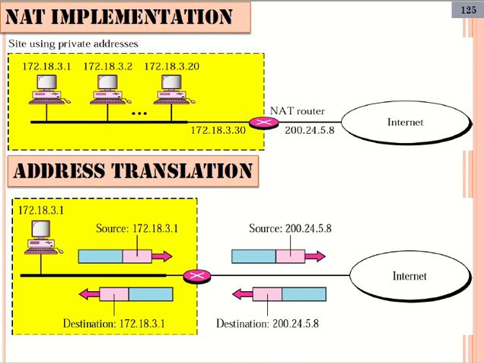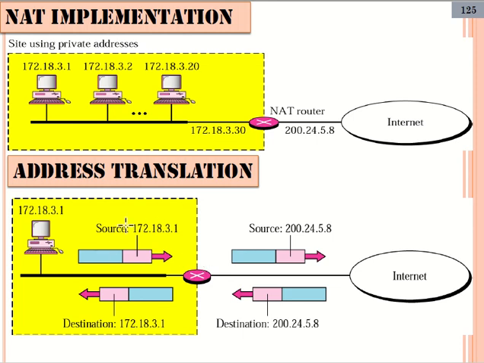So let us take one case wherein the host with the address 172.18.3.1 wants to send data to a host which is somewhere outside this private network. Once the packet is generated, it is going to add the source address, that is nothing but 172.18.3.1 as the source address, and it will be transmitted.